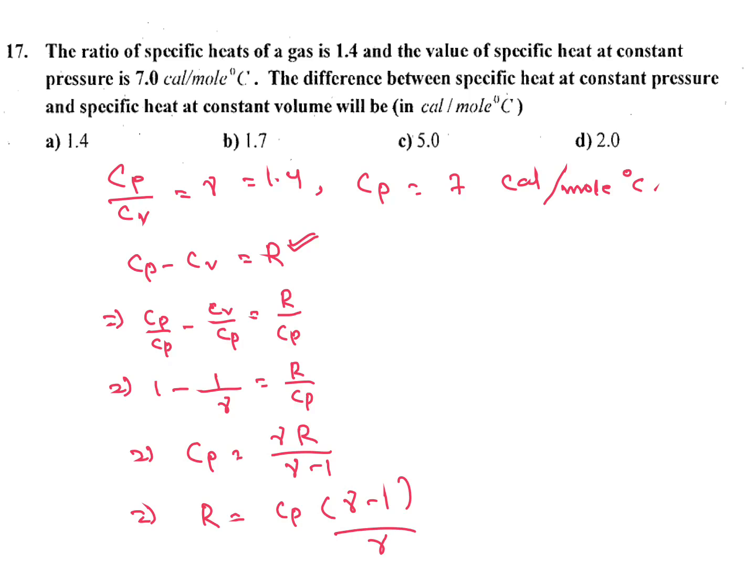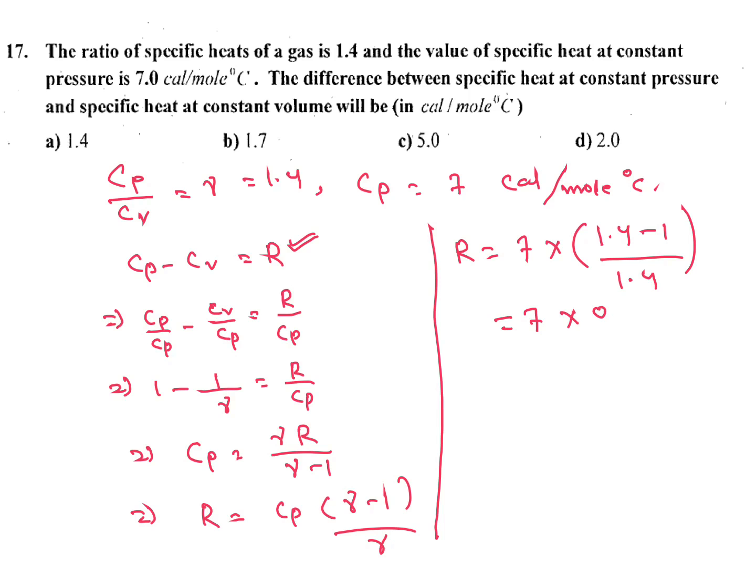Put the values of Cp and gamma. R equal to Cp is 7, gamma is 1.4, so (1.4 minus 1) divided by 1.4. So it's 7 into 0.4 by 1.4, which is 7 into 4 by 14. 2, 4, it's 2. R equal to 2. From the options, it's 2 calorie per mole degree Celsius. Option D is our answer.